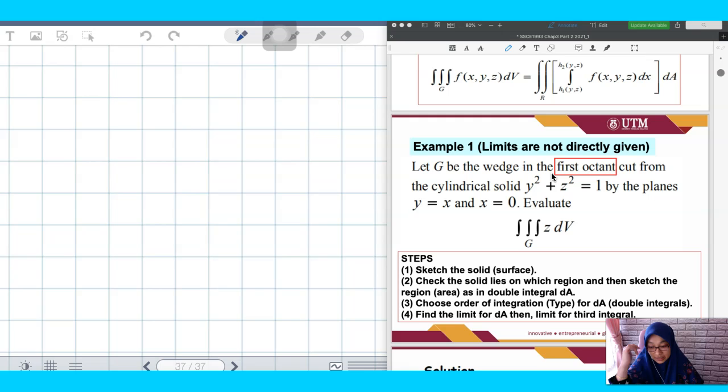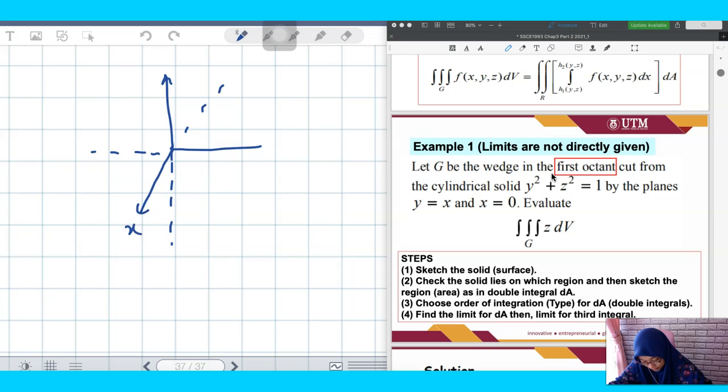First octant means the x, the y, and the z are all positive. Remember that I think last time I already told you that the octant is actually 8, right? We have 8 parts in a 3D system.